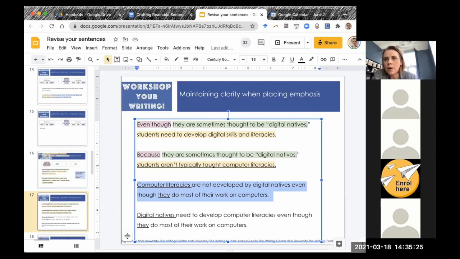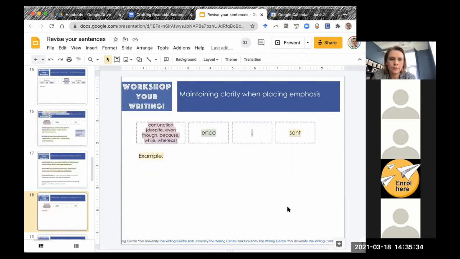Okay. What about while, whereas in the middle of a sentence? Do we need to use a comma before these words? Because I see that sometimes, and other times they do not. Okay.